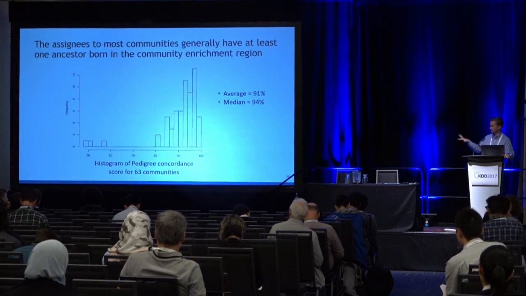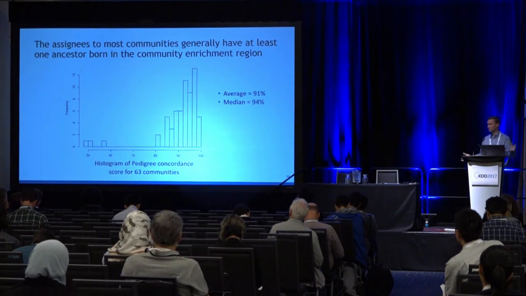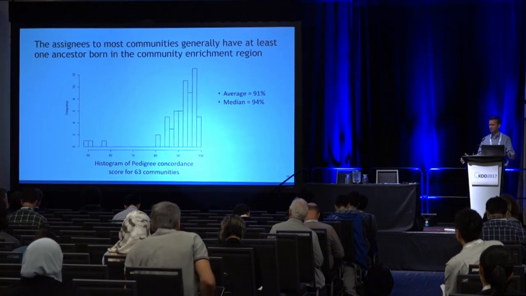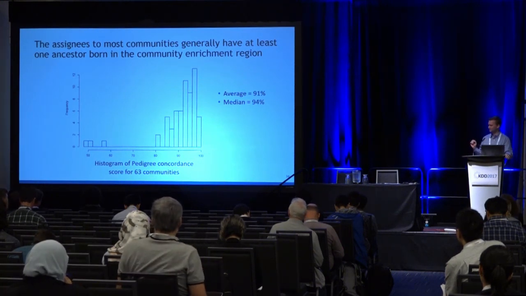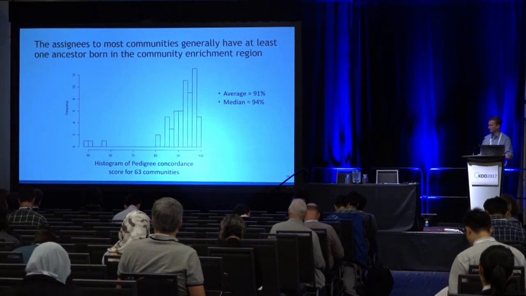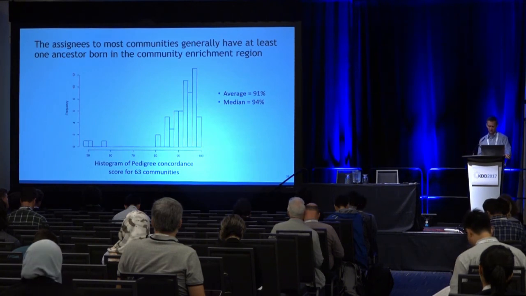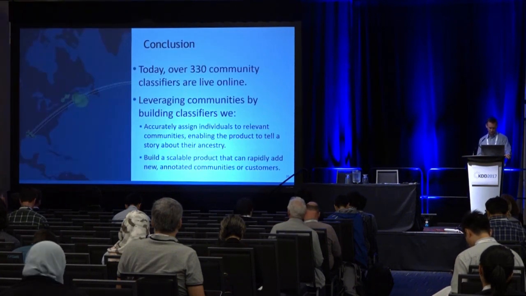This is a distribution of those scores across the 63 communities. Records differ, and the user-generated content is of different quality in different communities, but still we're consistently seeing that most of the communities have over 90% of the people with ancestors that they've discovered born in those locations, which is a nice independent validation of the whole approach.